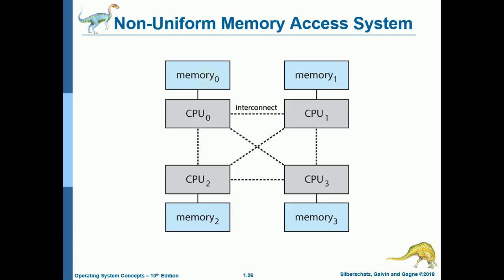Okay, next is we have the non-uniform memory access system, or NUMA system. The NUMA system is where we have different CPUs in a system unit. They have their own sets of memory. These are not shared, while the CPUs are interconnected with each other. So that's the meaning of non-uniform memory access system.